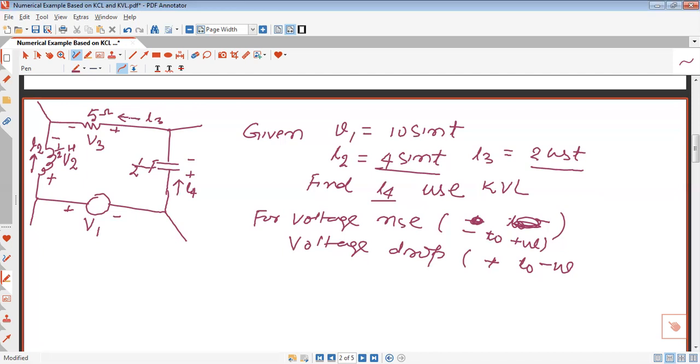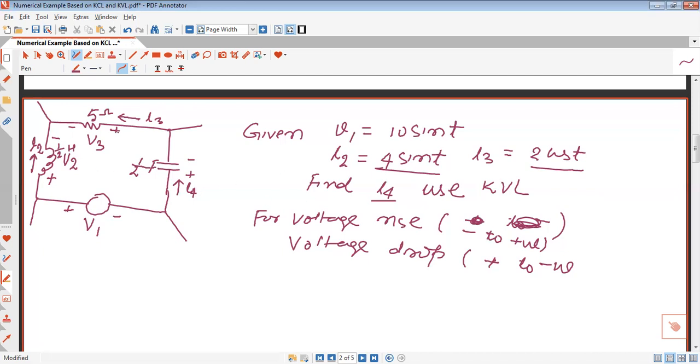In the same way, in I3, the current is flowing from this terminal to this terminal. So positive will be here and negative will be here. In the same fashion, this I2 is given in the question as flowing from here to here. So positive will be here and negative will be here. And this is a voltage source already given. So we have to apply the Kirchhoff voltage rule to find the current I4.